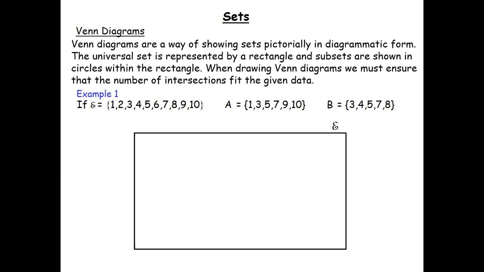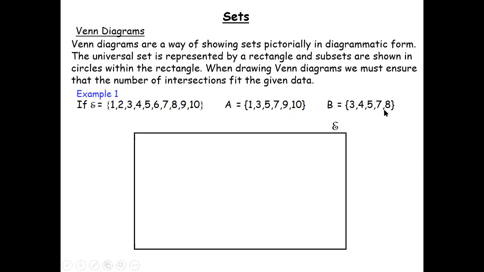This fancy looking letter, shown as E, represents the universal set and has the elements 1, 2, 3, 4, 5, 6, 7, 8, 9, 10. Set A has the elements 1, 3, 5, 7, 9, and 10. And set B has the elements 3, 4, 5, 7, 8. As I said, the rectangle is the universal set.